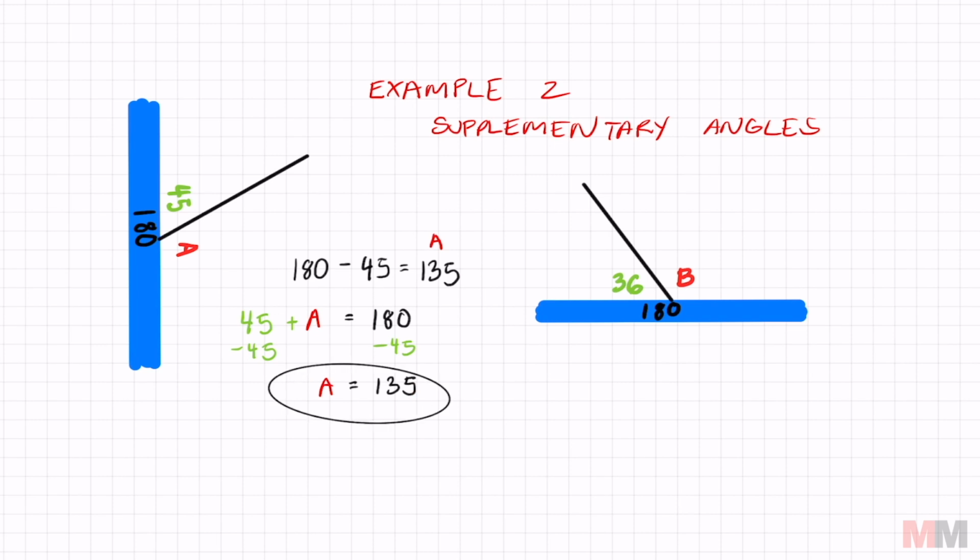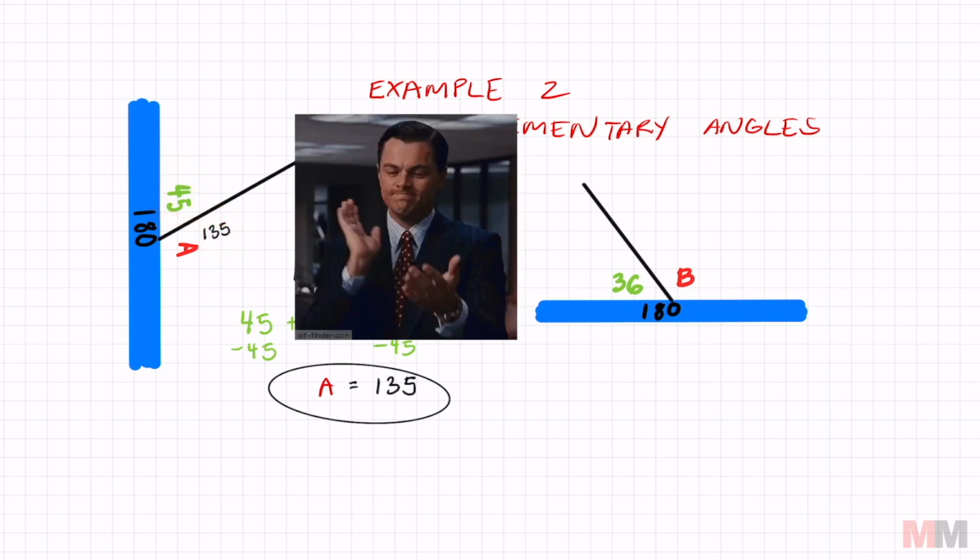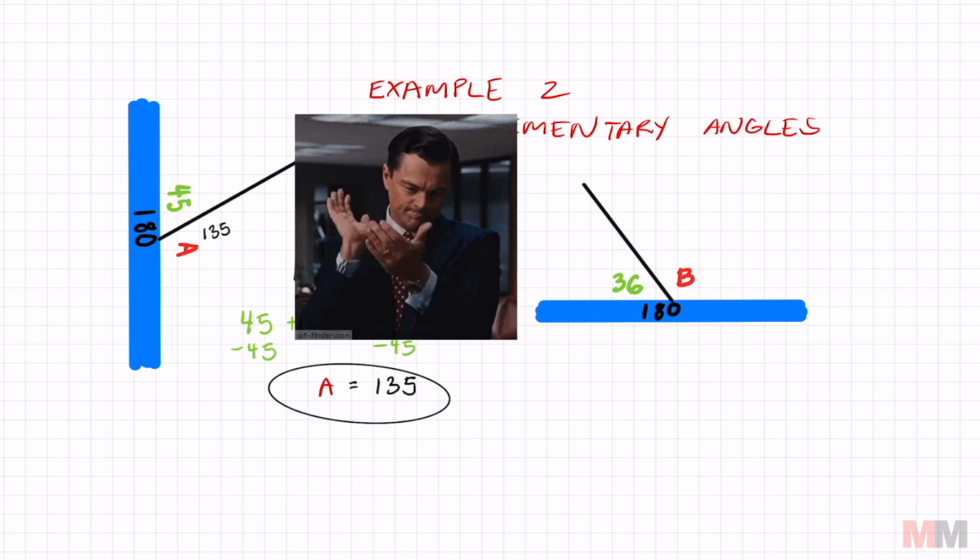Here's how you know if you did it right. If this is 135, and I add 45, if I add these two, that better equal 180, or you are doing this wrong. Let's look at the second example.